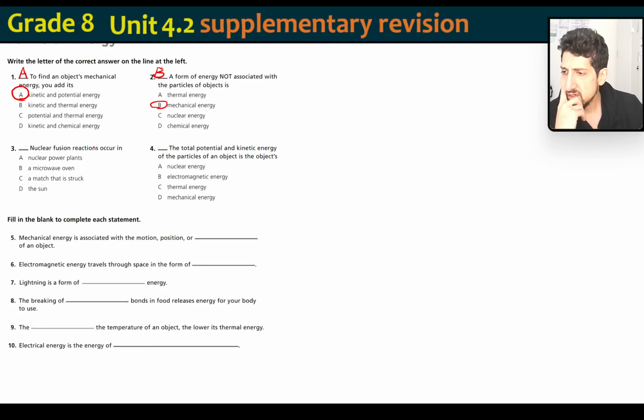Number 3, nuclear fusion reactions. Nuclear fusion reactions occur on the sun. Fission occurs here on Earth, but we haven't managed fusion yet. Fusion is pretty interesting though. It produces 4 to 10 times more energy than fission. We haven't managed it yet.